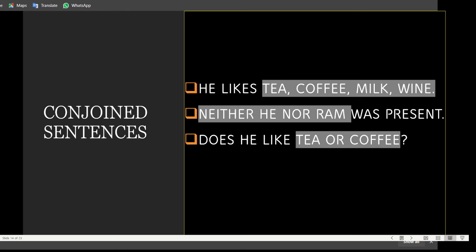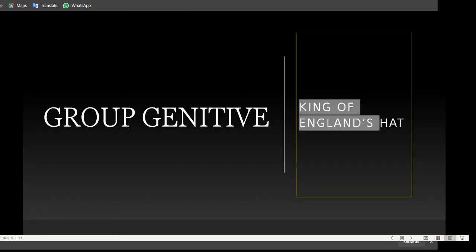Again, the third limitation is that of group genitive. King of England's hat. Instead of words, the analysis reaches down to the level of morphemes. This is something that was earlier used, this particular construction. King of England's hat. Only one division is possible, then any further cut is not actually possible in a construction like King of England. King of England cannot be further divided.